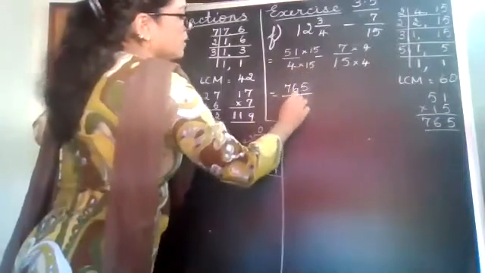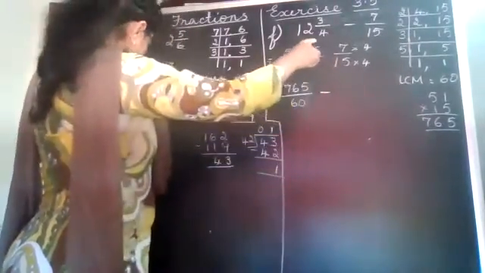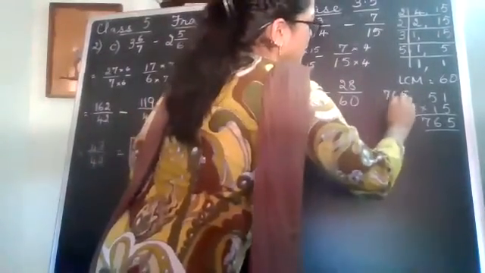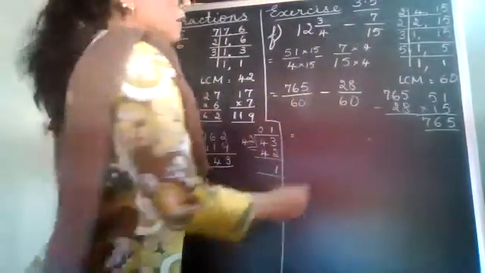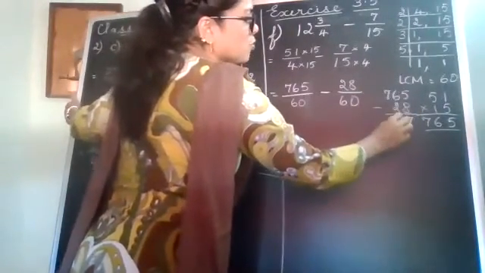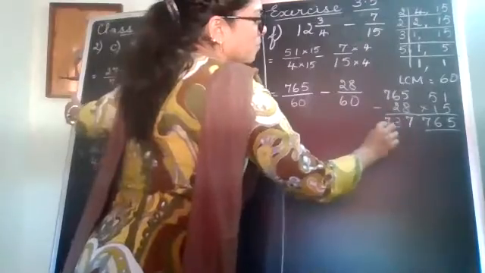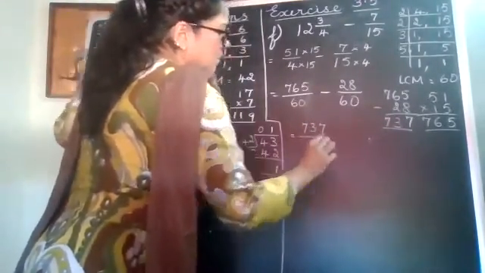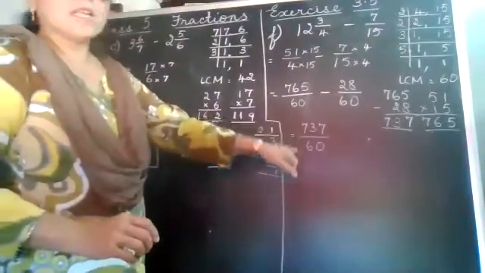4 15s are 60 minus 7 4s are 28. 15 4s are 60. Fractions are like, you can subtract. So minus 765, 28 from 765. 5 minus 8 is not possible. You borrow 1 from 6. This becomes 15. 15 minus 8 is 7. This is 5. 5 minus 2 is 3. And this 7 will remain as it is. So 737 upon 60. Now this is an improper fraction.